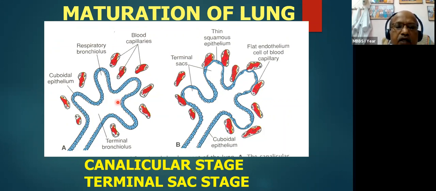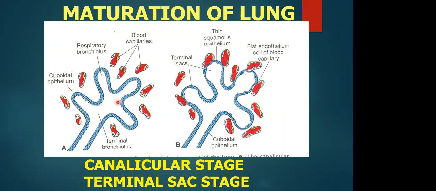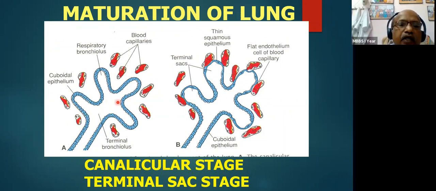Now see this picture. What happens to the terminal bronchiole? See the picture and the respiratory bronchiole. It is getting divided into 2 to 3 respiratory bronchioles. So during the canalicular stage, you will have formation of respiratory bronchioles. Respiratory bronchioles will be formed from the terminal bronchiole. So up to the respiratory bronchiole, you will have the canalicular stage.